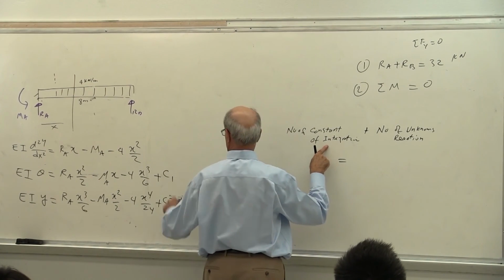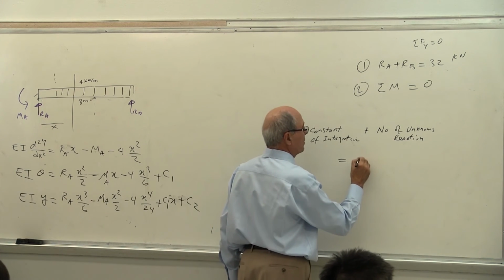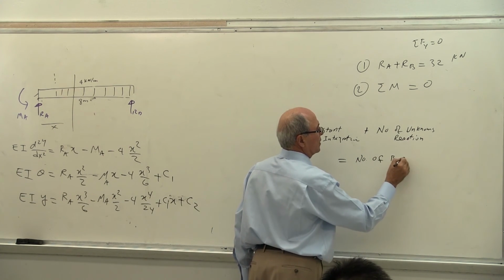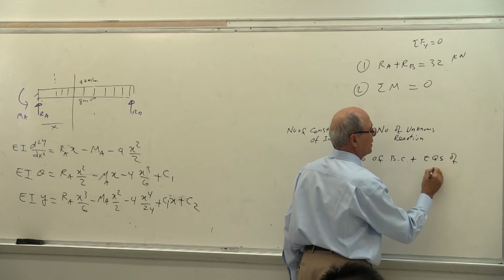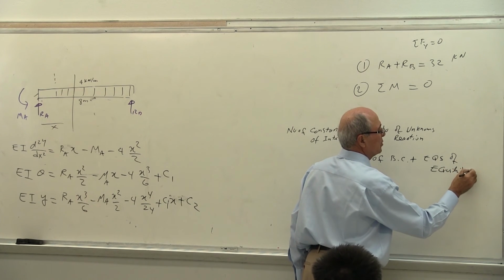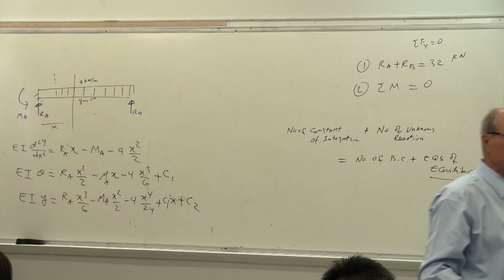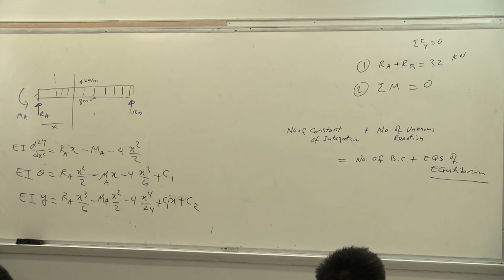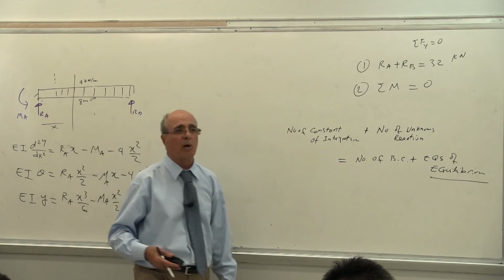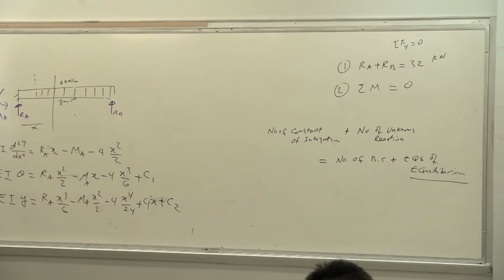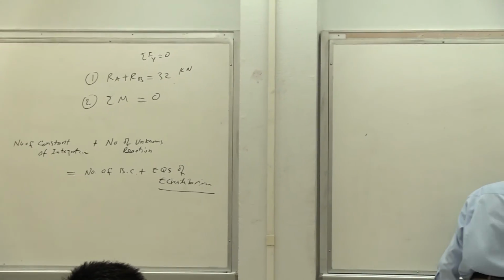Number of constants of integration in this problem, 2, plus number of unknown reactions here, 3, equal to number of boundary conditions, in this case, plus, of course, equations of equilibrium. Don't forget that. Equations of equilibrium are still part of the deal. We have 2 equations of equilibrium left, yes or no? 3 boundary conditions. Let's solve it. Give me a few minutes extra, because without this, you cannot do the last 3 problems. However, be careful what we are doing here. Let's do one by one.